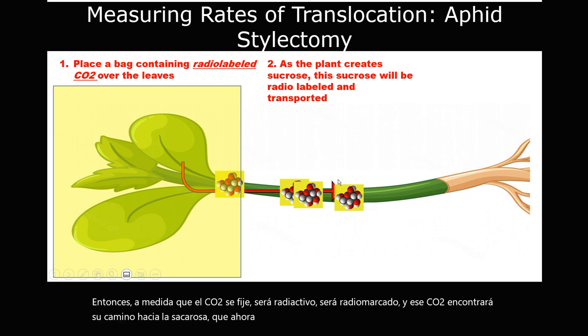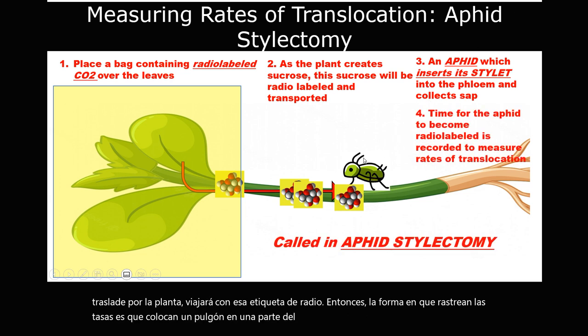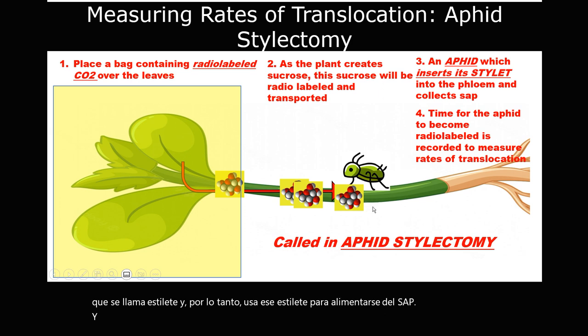And as it's translocated down the plant, it's going to travel with that radio label. So how they track the rates is they place an aphid on one part of the stem, and that aphid has a beak, which is called a stylet. It uses that stylet to feed on the sap. And then they record how long it takes the waste product of that aphid to become radioactive. And so that's how they measure the rates of translocation.